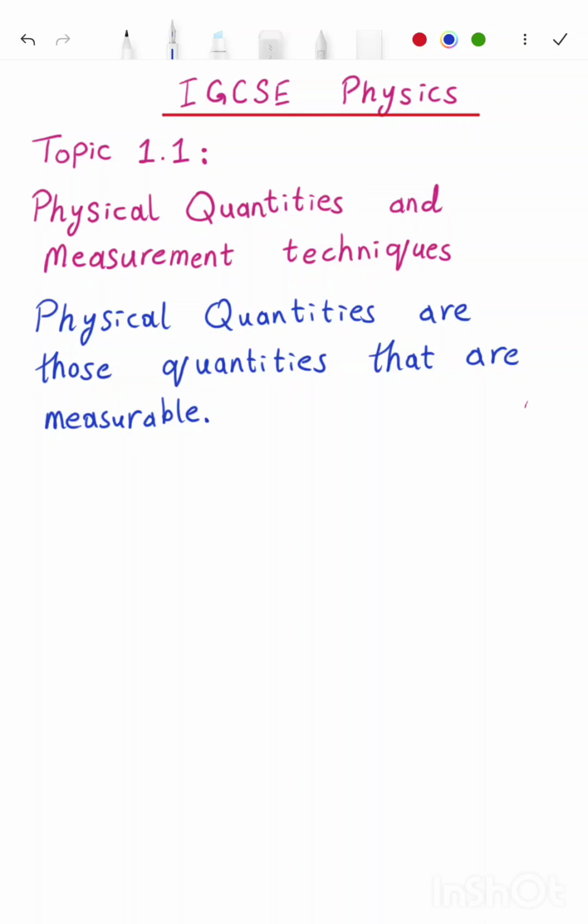Okay, so what are those quantities that are measurable? Now, if we look at the examples all around us, there are many quantities in our daily life that are measurable. For example, if we go to a shop to buy something, let's suppose you are going to a fruit market and you want to buy 1 kilogram of apples, then the mass of the apples is a measurable quantity, which means that you can measure the mass as either 1 kilogram, 2 kilograms, or 3 kilograms. So mass is one of the physical quantities.